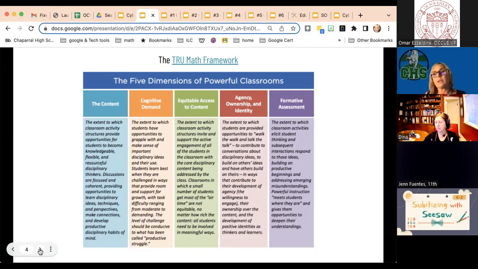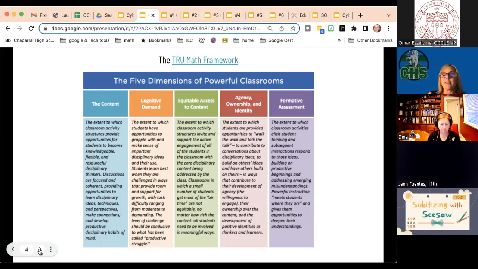So how can we provide opportunities for them to grapple with the math? How do you give equitable access to all your students, so that it's not just a small group of, quote unquote, smart kids in the front of the classroom doing all the talking, but how can you intentionally and purposefully create lessons that give opportunities for all students to engage? That's equitable access to the content.